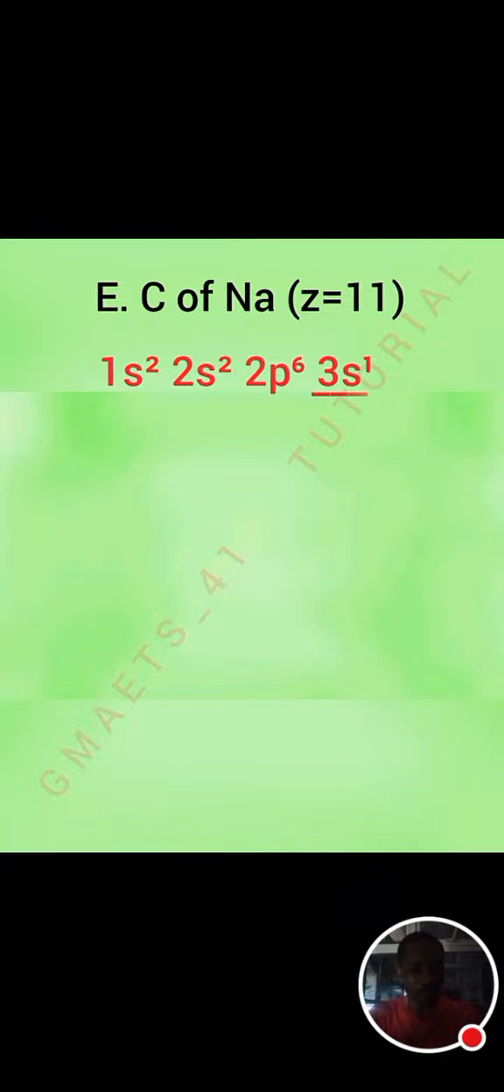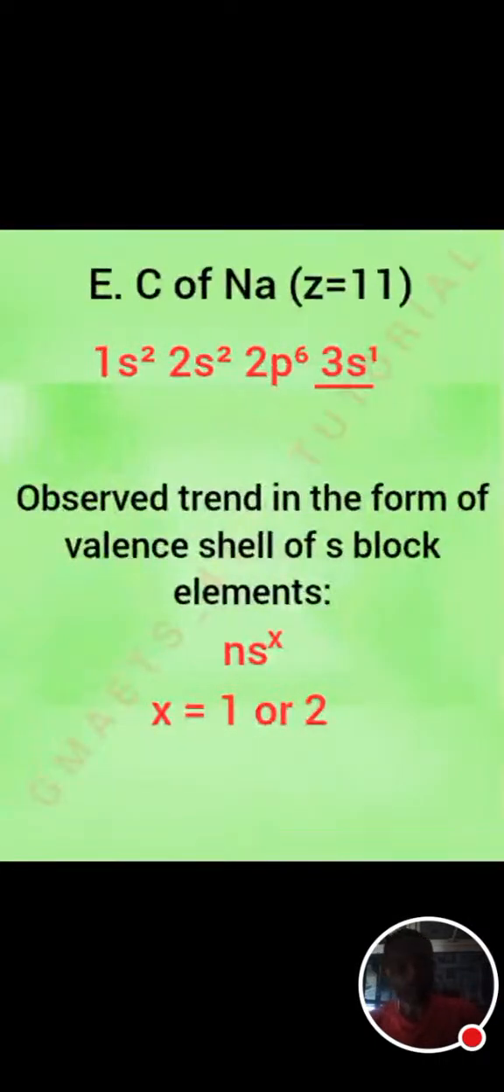So for the first 20 elements, if any element belongs to the S block, if you want to get the number of electrons, generally it goes with this formula that you have here. That is what usually happens. Here is an S block element.